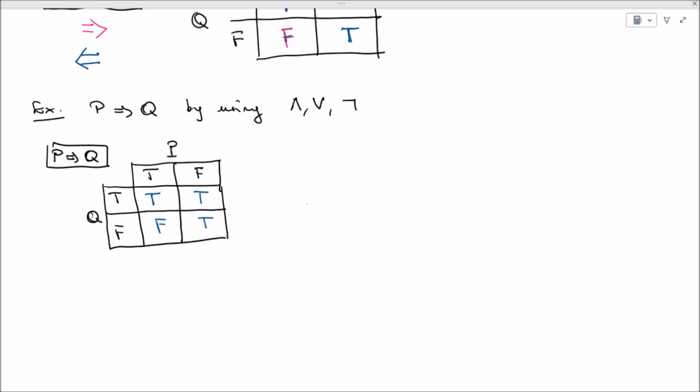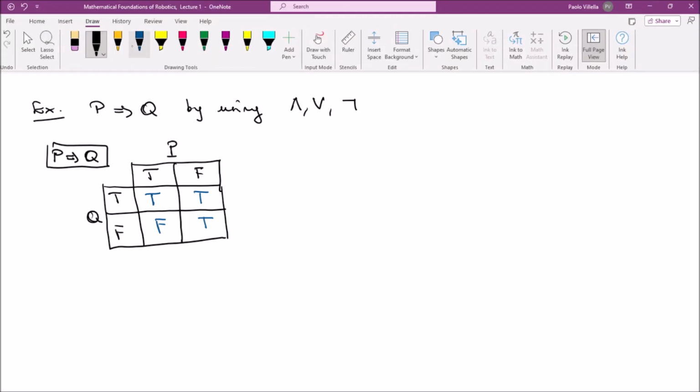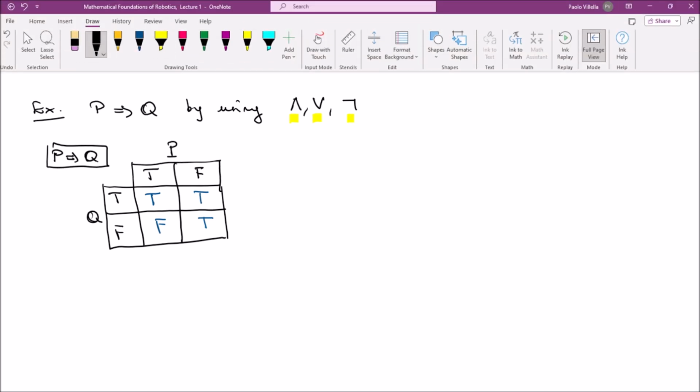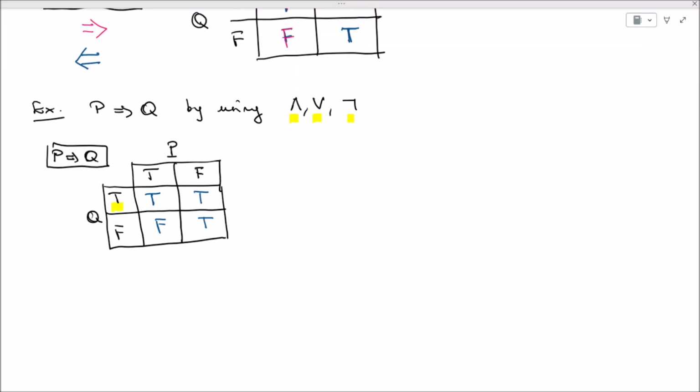but without using the arrow symbol, by just using the symbols and, or, not. To do this, let's look a little bit more in detail at this table. Okay, so in this table we realize that when Q is true, we always get a true value no matter what P is going to be.